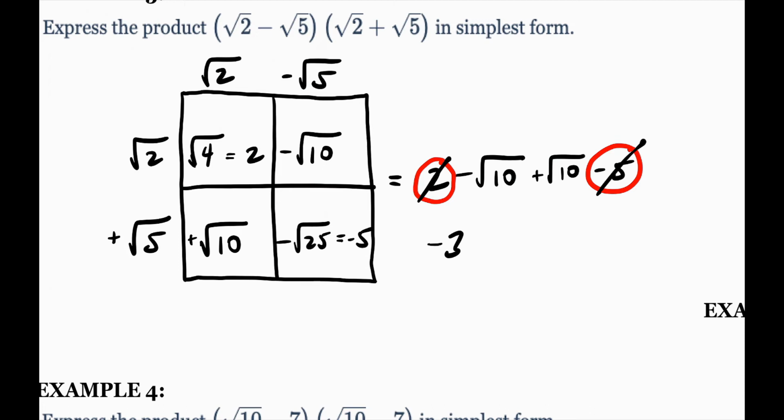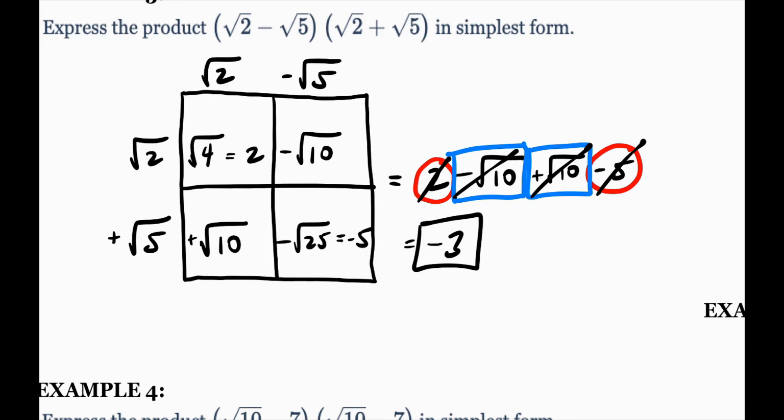And then we also have another one. We have this one here and this one here. These are both like terms. They both have the square root of 10. When we add them together, what's going to happen? They cancel each other out, because one is negative and one is positive. And when you add those together, you get 0. So the answer is negative 3. That was the only thing that's left.